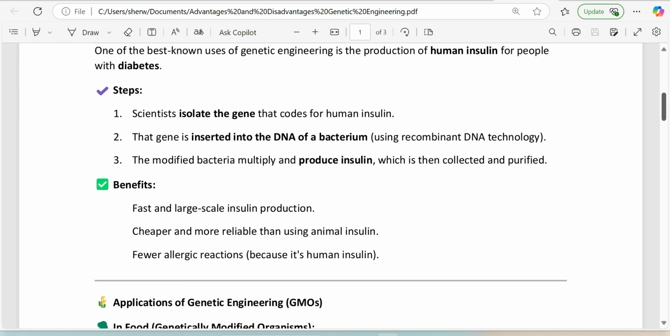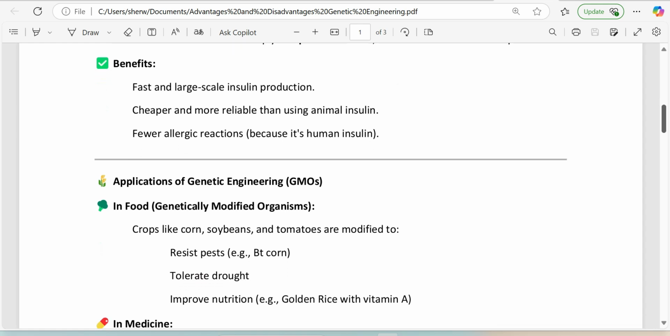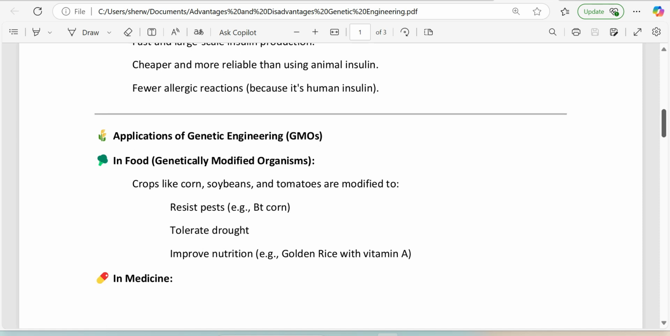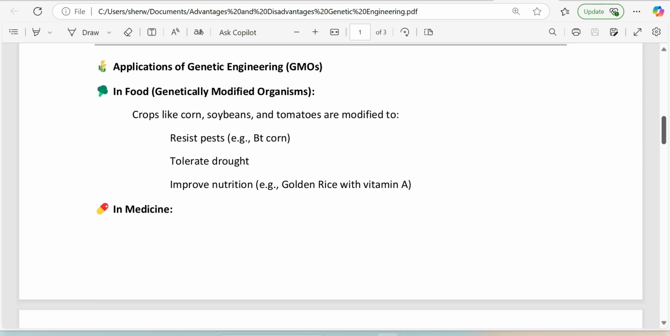Benefits: fast and large-scale insulin production; cheaper and more reliable than using animal insulin; fewer allergic reactions because it's human insulin. Applications of genetic engineering: GMOs. In food, genetically modified organisms: crops like corn, soybeans, and tomatoes are modified to resist pests, e.g., Bt corn, tolerate drought, and improve nutrition, e.g., golden rice with vitamin A.